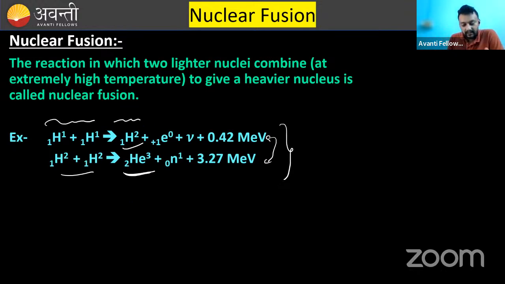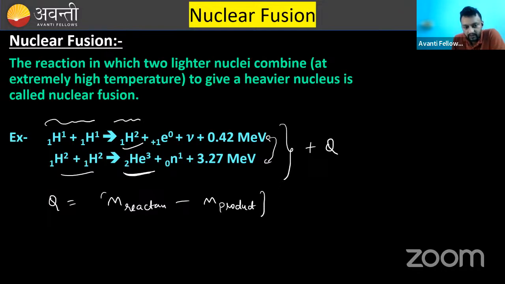One more thing that I will tell you, listen to that thing only. In all the processes, whether it's fission or fusion, some energy is released. Mark my words now. Some energy is released. And this energy is what? Mass of reactant minus mass of product, into c squared.